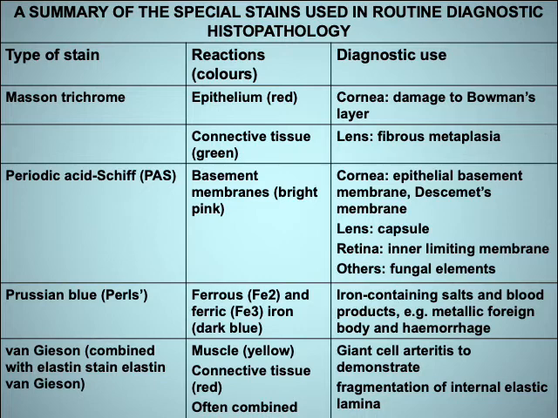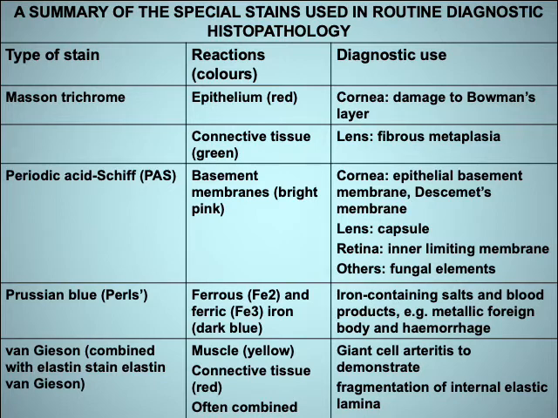Periodic acid Schiff stain is one of the most important also. It stains the basement membrane bright pink, in the cornea in cases of epithelial basement membrane or Descemet membrane. It stains the capsule of the lens. It stains the inner limiting membrane of the retina and fungal elements.